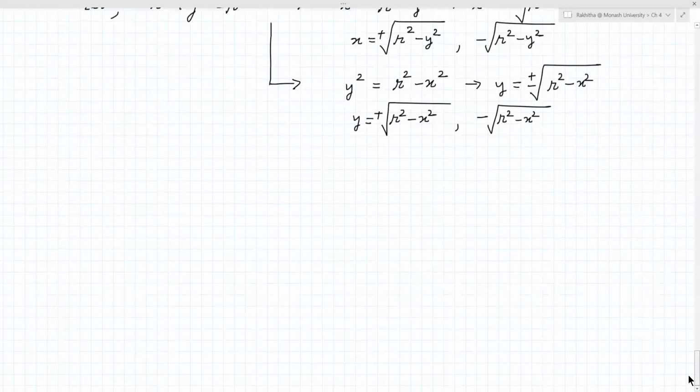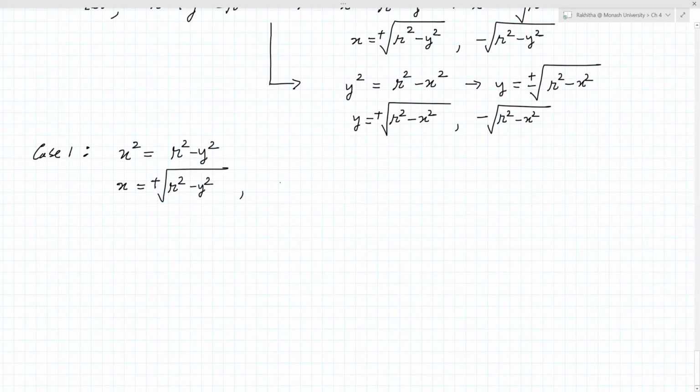Now I will say this is case number 1, where I subject x squared, right, which is r squared minus y squared. So from here, I got two values, the square root of r squared minus y squared, the positive value, and the negative value. So I will take this as my case number 1.